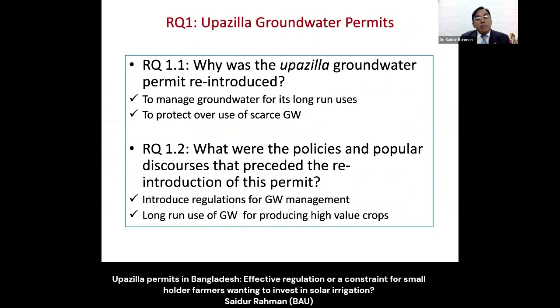Why were the Upazila groundwater permits reintroduced? I already mentioned it, and what was the policy? The main reason for introducing it again is to regulate the groundwater nicely, and also the use of groundwater for producing high-value crops in Bangladesh. That was the motive from the government. Next, please.